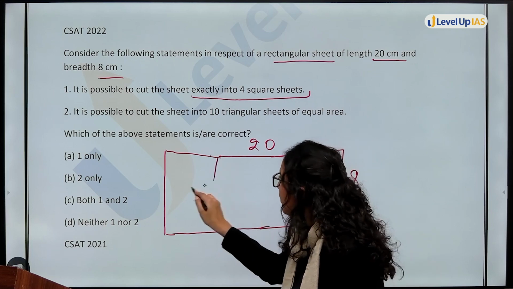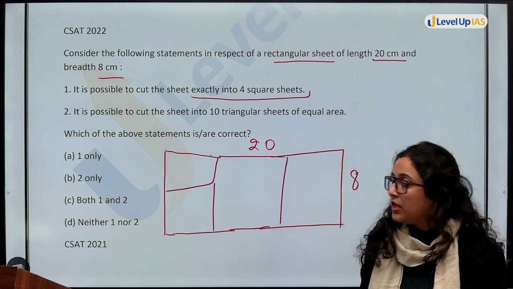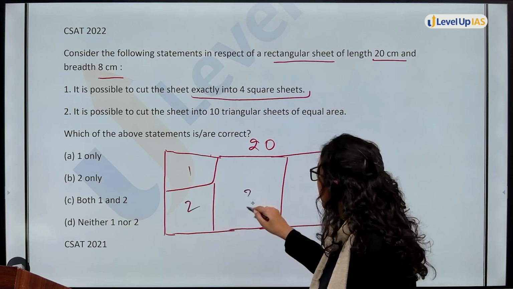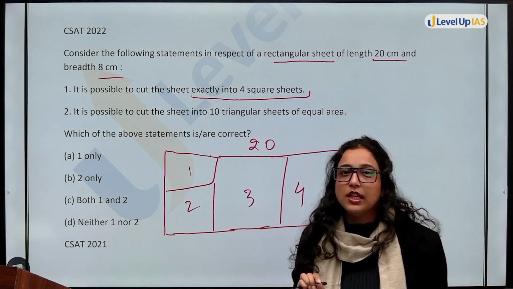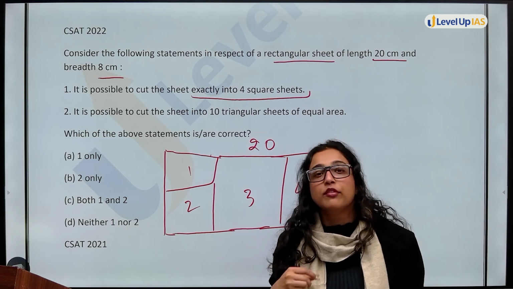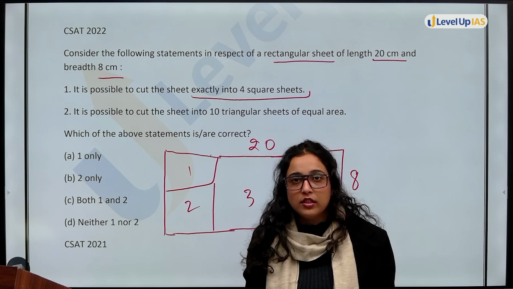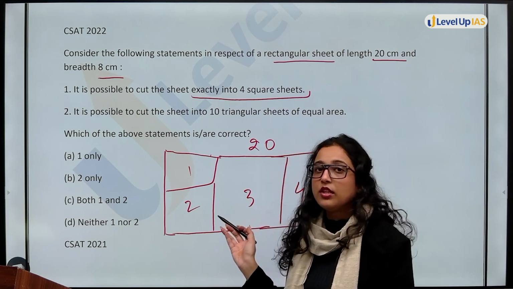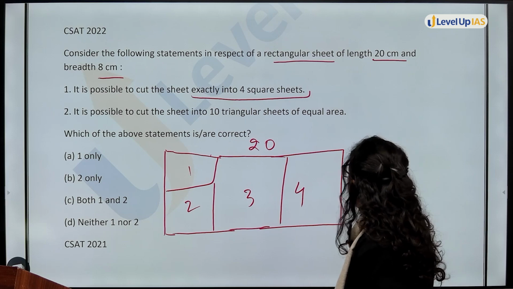For example, 1 square, 2 squares, like this, 1, 2, 3, 4. Now these are also 4 squares. It is not written anywhere in the statement that the squares should be of equal area or equal length, right? None of that is mentioned. So it is possible to cut the sheet into exactly 4 square sheets.